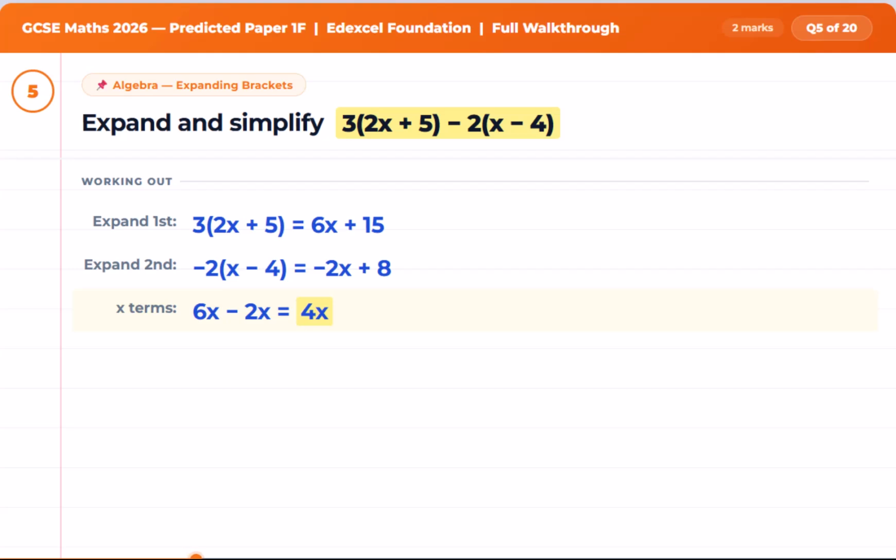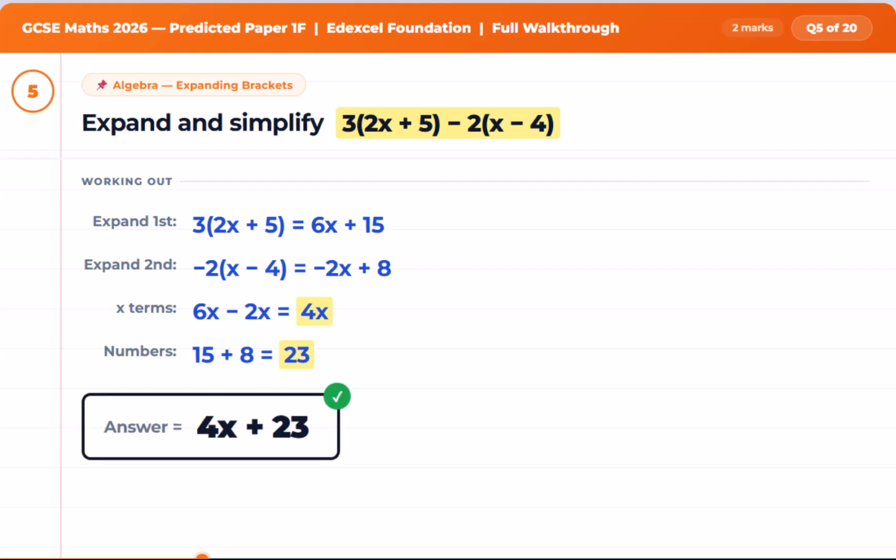Collect the x terms. 6x minus 2x equals 4x. Collect the number terms. 15 plus 8 equals 23. The answer is 4x plus 23.